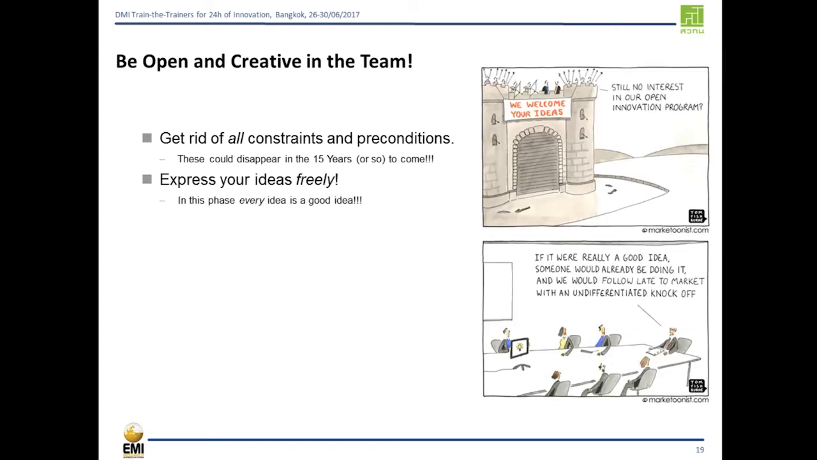And this will lead to the fact that you and your colleagues will be able to express your ideas freely. You don't have to have fear of it being too crazy, or that they may kill me for that idea. This must not happen in creativity sessions. Because in this phase, especially in the early phases, every idea is a good idea. The craziest idea, which seems to be most impossible to realize, might turn out to be the best idea. So that's very important.